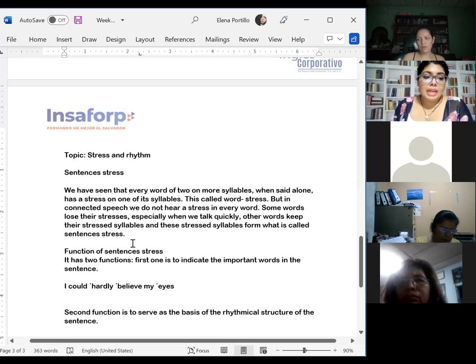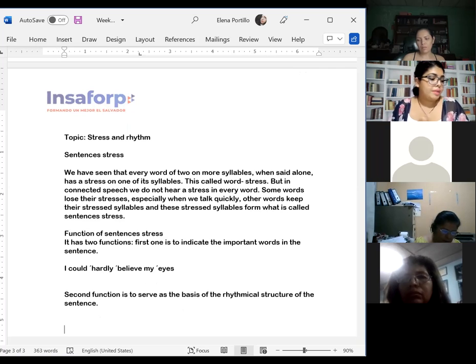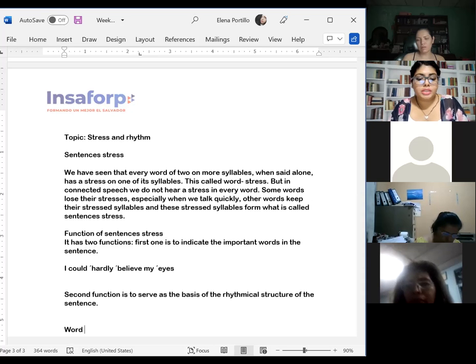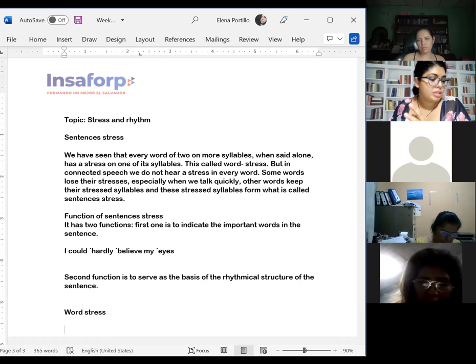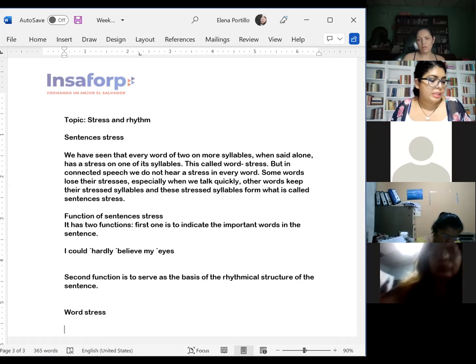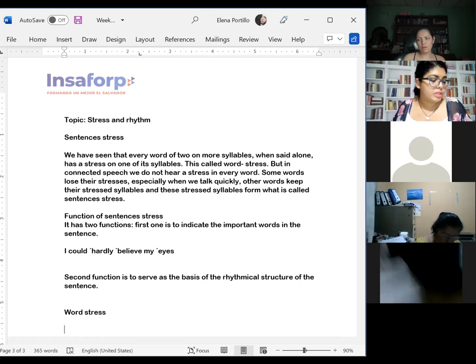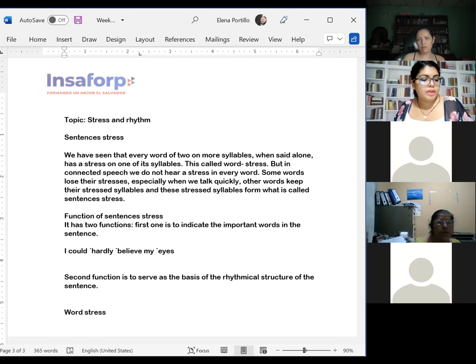So, in this first part we have the sentence stress, and in the last part we have the word stress. This is just the words. It says, words which are usually stressed in English in emphatic speech belong to content words, namely nouns, adjectives, numerals, notional verbs, adverbs, demonstrative, interrogative, indefinite pronouns, and possessive pronouns functioning as nouns.